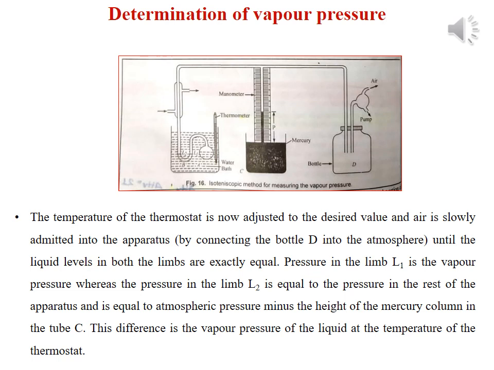So the pressure in the limb L1 is the vapor pressure, whereas the pressure in the limb L2 is equal to the pressure in the rest of the apparatus, and it is also equal to the atmospheric pressure minus the height of the mercury column in the tube C. So this difference, that is, the atmospheric pressure minus the height of the mercury column in the tube C, gives the vapor pressure of the liquid at the temperature of the thermostat.